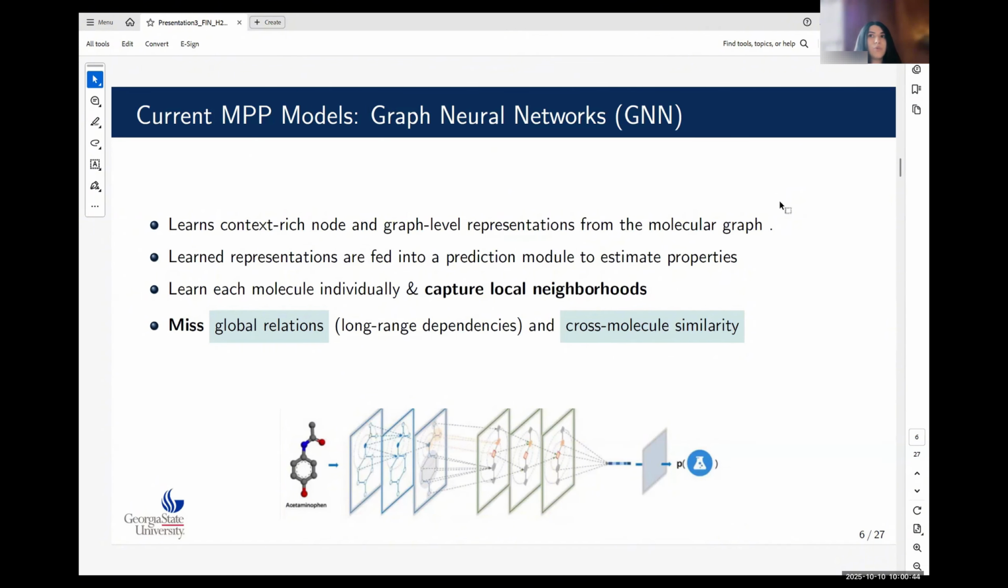Whereas in molecular property prediction, it's important to get the information of different molecules, because it's known that molecules with similar structures tend to have similar properties. This is not captured here.